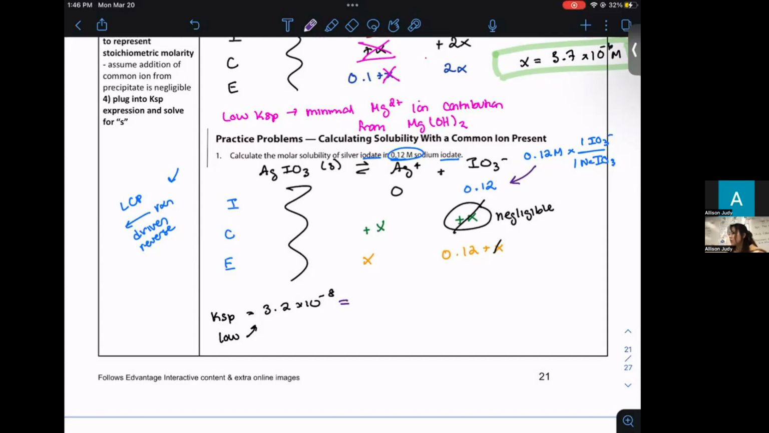even though it's small. So what we say then is we estimate that the Ksp is equal to X times 0.12. And we get then that X, our molar solubility in this common ion, is 2.7 times 10 to the -7 molarity. Okay?